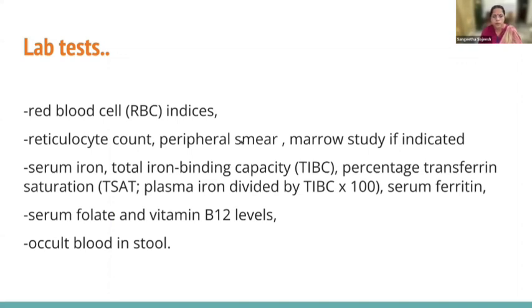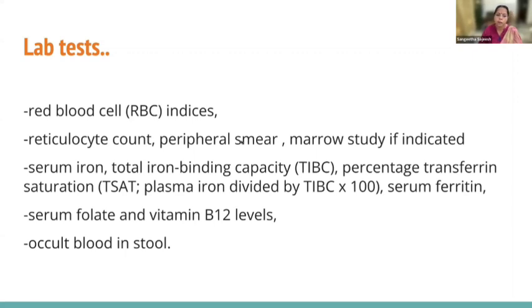Then percentage transferrin saturation is found out by plasma iron divided by TIBC into 100. And all these are to identify how the iron store is, and whether the patient requires iron supplement before initiating erythropoietin stimulating agents. Then folate and B12 levels should be checked.